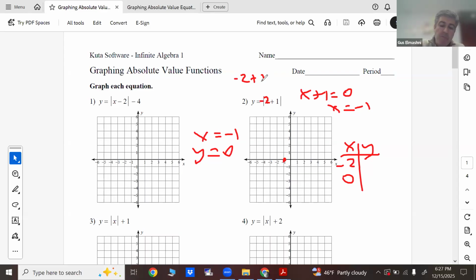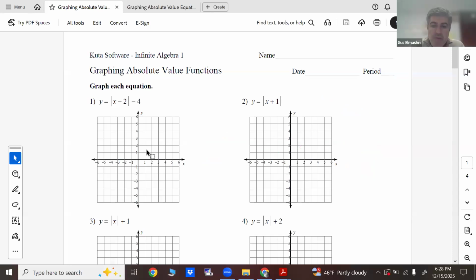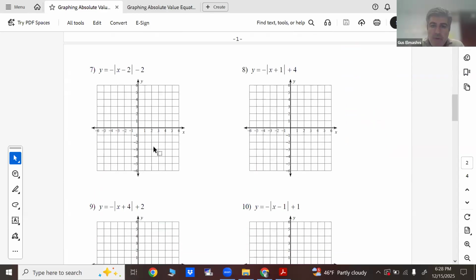Sorry, I have food in my mouth. What's the absolute value of -1? 1. Good. So what do you expect if you plug 0 in? 1. Good. That's how you do it. So these are the basic ones. Let's do a couple more here, and then we're going to jump to more advanced ones.